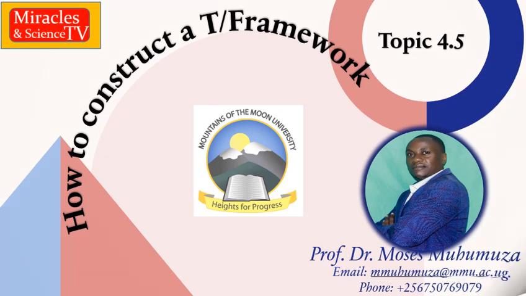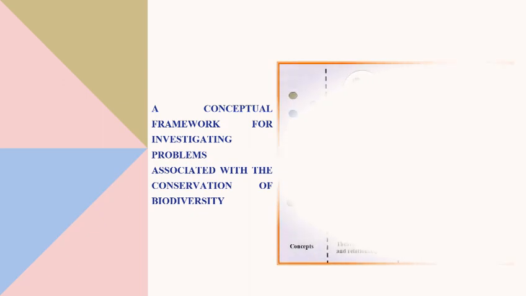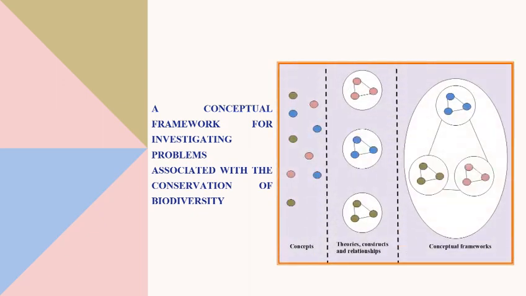So the conceptual framework that I developed was from a single theory. As earlier pointed out, concepts eventually can be brought together to form theories or constructs and relationships. And when those different theories, constructs, and relationships are brought together, then they form a web which is called a conceptual or theoretical framework.